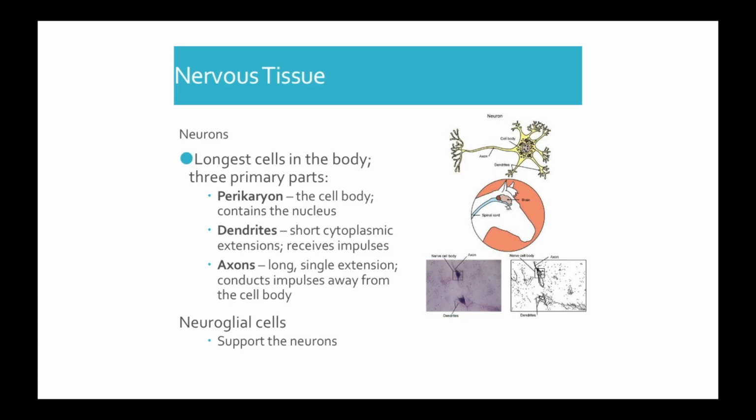They have 3 primary parts. The perikaryon, which is the cell body, contains the nucleus. Dendrites are short cytoplasmic extensions, those finger-like extensions, and then the axons are the long single extension which conducts impulses away from the cell body. And the perfect little picture up here. Neuroglial cells support the neurons. So we will expand, definitely.